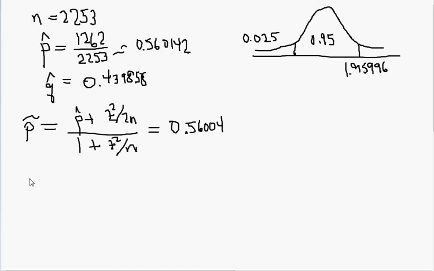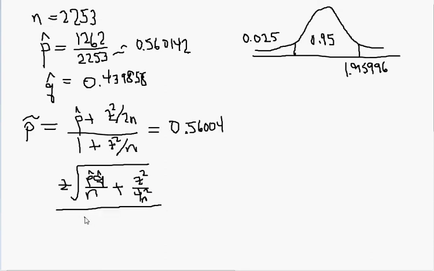Next, we have to get the margin of error. The margin of error is going to be the complicated construction z times the square root of p hat q hat over n plus z squared over 4n squared, divided by 1 plus z squared over n.